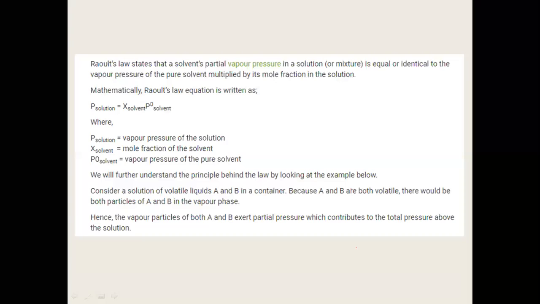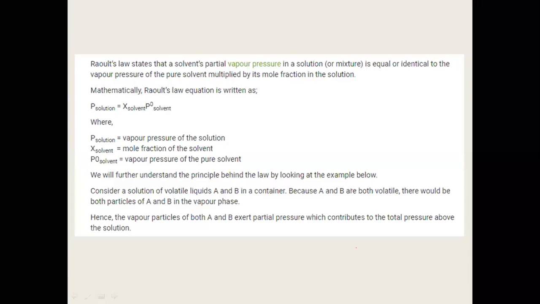I can rewrite this. See here. What does Raoult's Law tell? Raoult's Law simply tells that the vapor pressure of a component in the solution, which is called the partial vapor pressure. What do you mean by partial vapor pressure? Partial vapor pressure is the vapor pressure of those vapors in the vapor phase coming out of a solution.